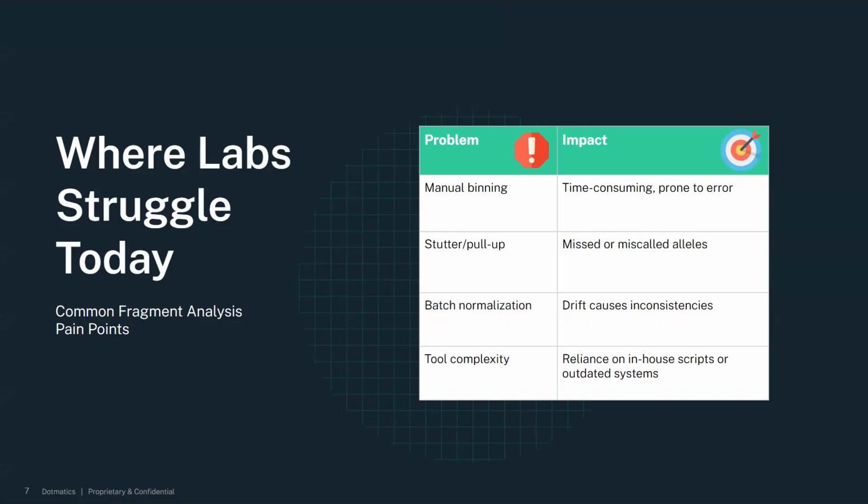Things such as manual binning, which is time-consuming and prone to error; stutter and pull-up artifacts that result in missed or miscalled alleles; batch normalization and drift causing inconsistencies; and tool complexity. There's often a reliance on in-house scripts or outdated systems for post-genotyping analysis. Sound familiar? These are real issues in many labs. Even experienced users spend hours correcting allele bins or rerunning plates due to migration drift. We'll take a look at examples of each of these pain points.